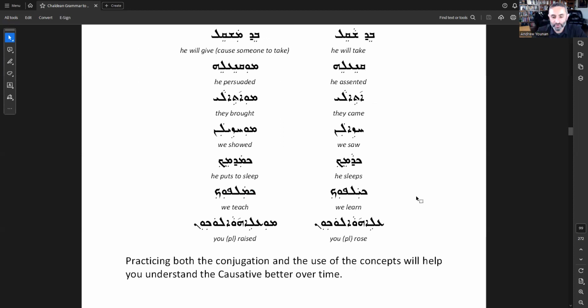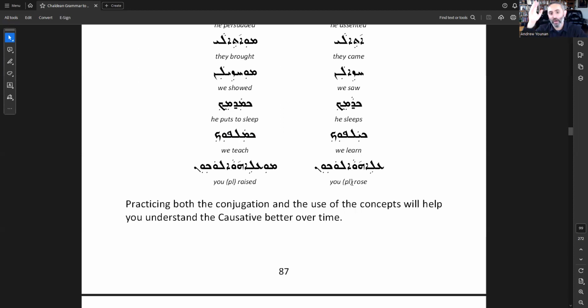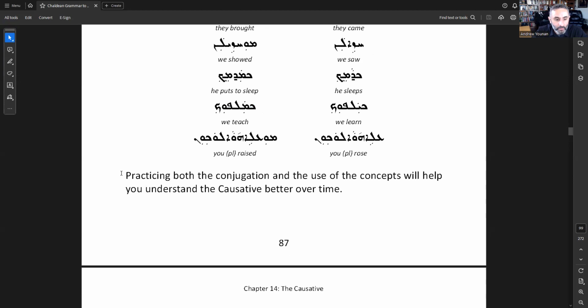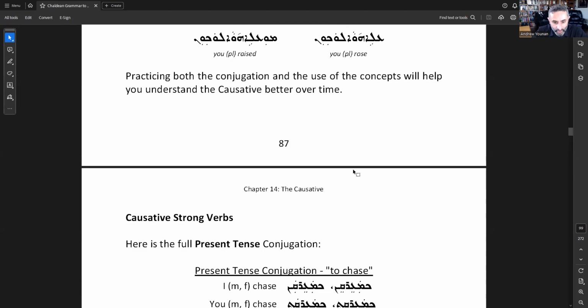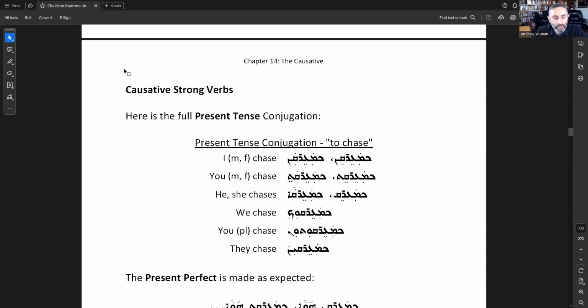Take it slowly, try to understand it. Don't panic. I've seen people panic. I don't get the causative. Yes, you do. Just slow down. Let yourself just understand what's going on here. All right. Practicing both the conjugation and the use of these concepts will help you understand the causative better over time. All right. Here's some conjugation.